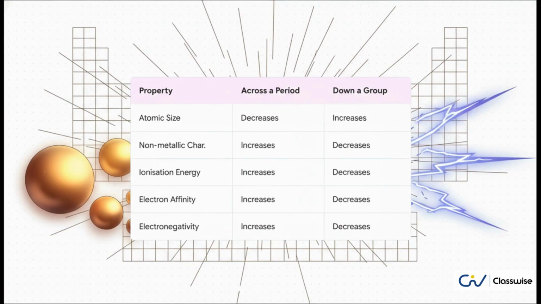We've already talked about atomic size, metallic character, and ionization energy. You'll see a few others on here too, but don't get bogged down in the details. Just look at the overall pattern. If you can remember that things get more metallic as you go down and to the left, and more non-metallic as you go up and to the right, you've basically cracked the code.